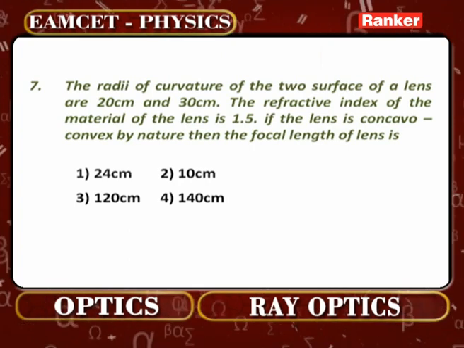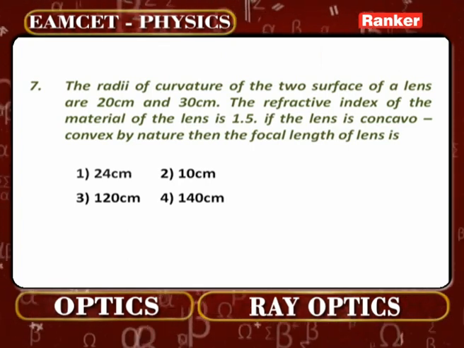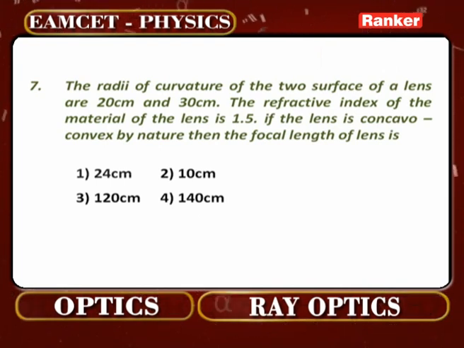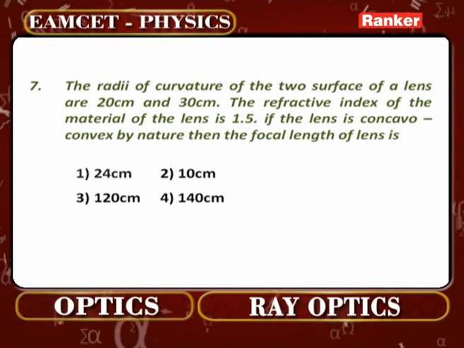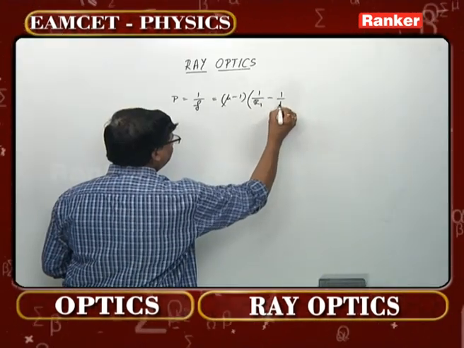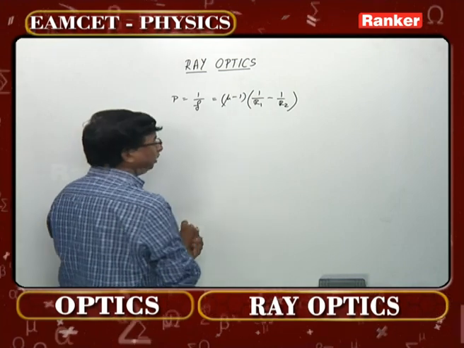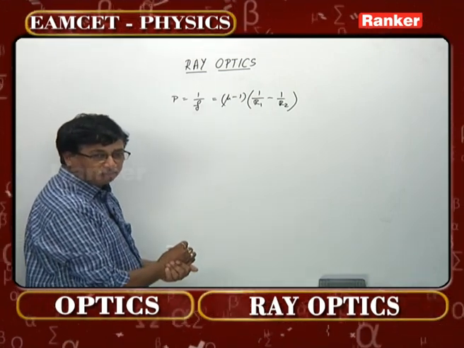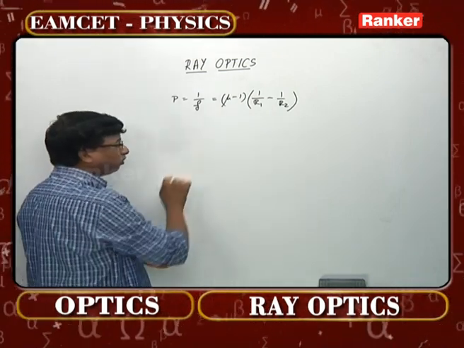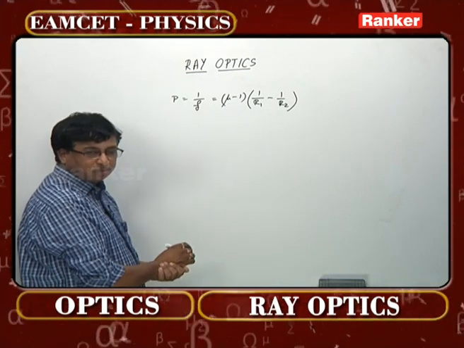Concavo-convex. Observe this wording carefully first of all. We should remember power is equal to 1 by focal length is equal to mu minus 1 into 1 by R1 minus 1 by R2. This is the formula called the lens maker's equation. Based on this equation, this problem has been asked.